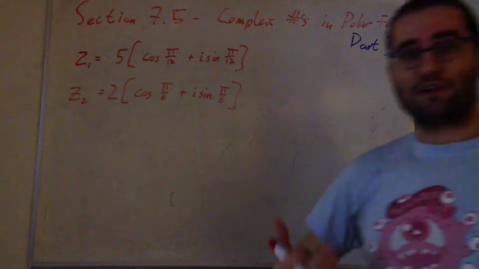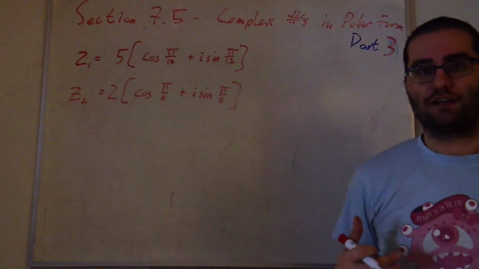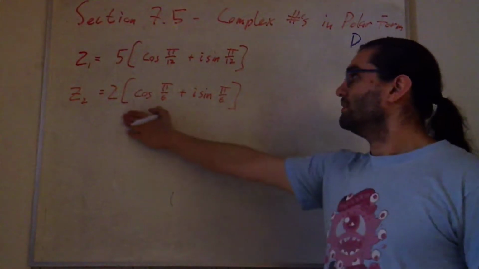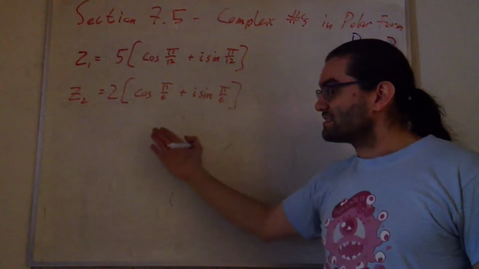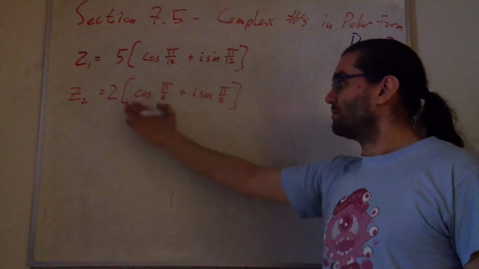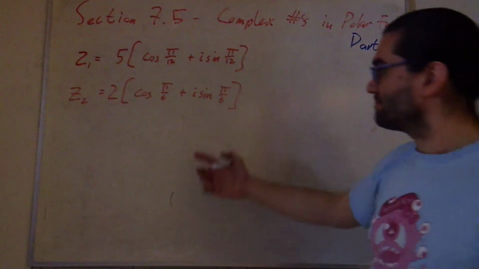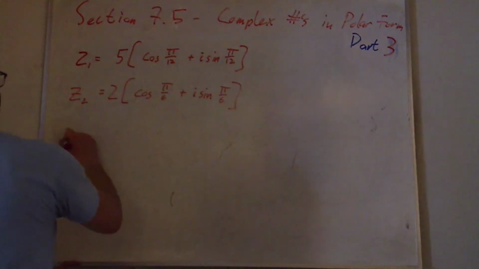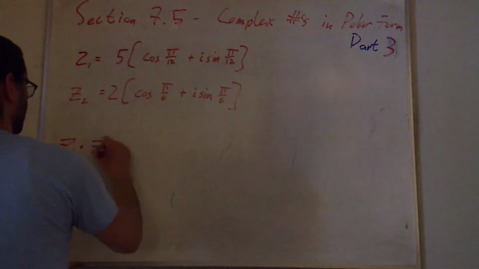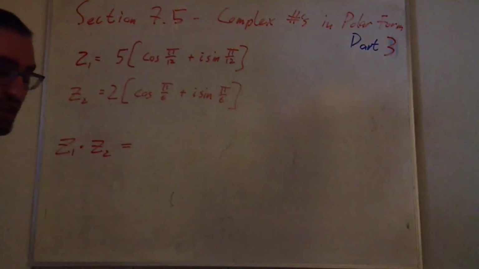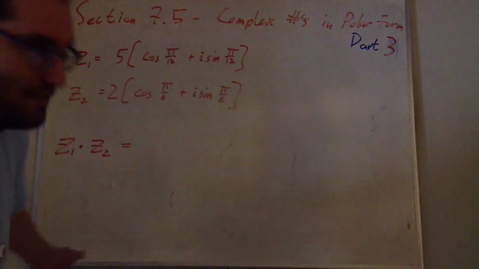Anyway, I wanted to start with an example of the kind of stuff you'll see on the homework. It's going to look a lot like this. You're going to be given two complex numbers in polar form, and you're going to be asked to multiply them. So z1 times z2.